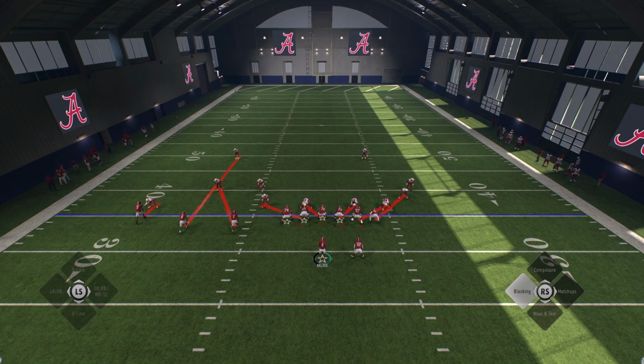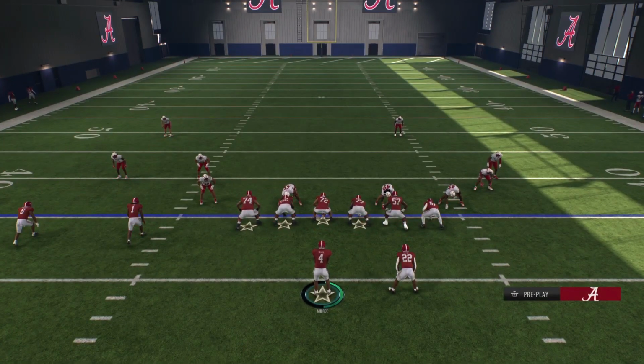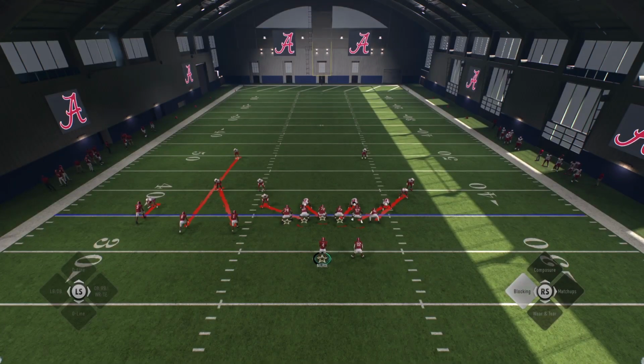72 and 77, it looks like they're going to create a gap right there in that A gap on the right side by taking those two defensive linemen. So I'm going to shoot that right side A gap.